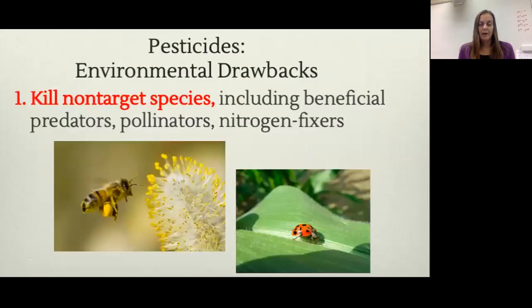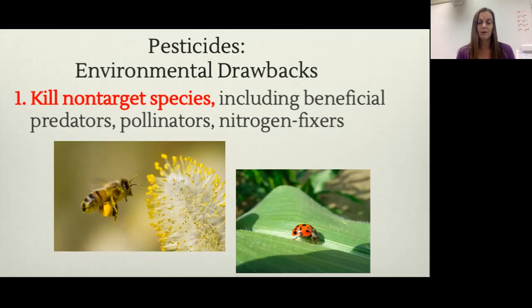What are the drawbacks of using pesticides? So we've talked about the advantages of them. They increase productivity, they decrease damage. Drawbacks, well, they generally are not specific, they're not targeted. So they're going to kill any animal, any insect that lands on that plant. And so when you're killing those non-target species, you might be killing beneficial insects. Those might be predators of the particular pest that you're trying to get rid of.